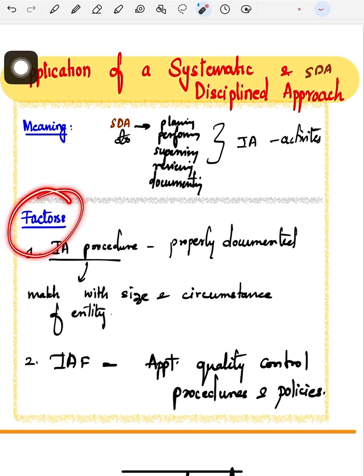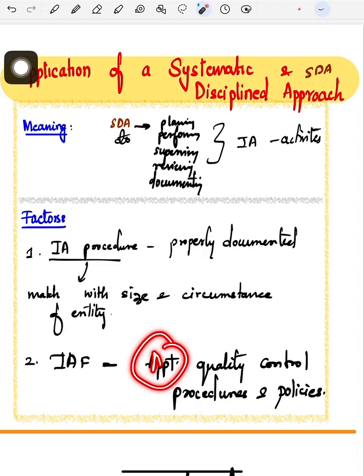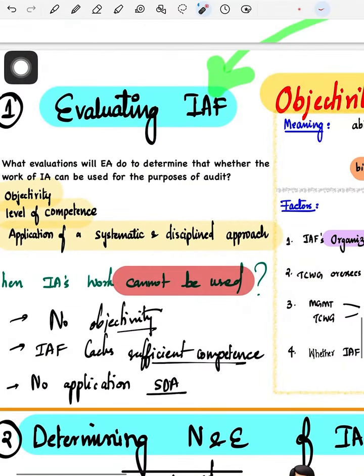So what are the factors which affect these? First and foremost, the internal audit procedure should be properly documented. It should match with the size and circumstances of the entity. The second one is that the internal audit function should have appropriate quality control procedures and policies. So these two are the factors regarding this. So what will the auditor do? He will evaluate the objectivity, the level of competence, and the application of a systematic and disciplined approach. Then he can use the internal auditor's work. If all of these three are not there, or even if any one of these is not there, then in that case you will not use the internal auditor's work.